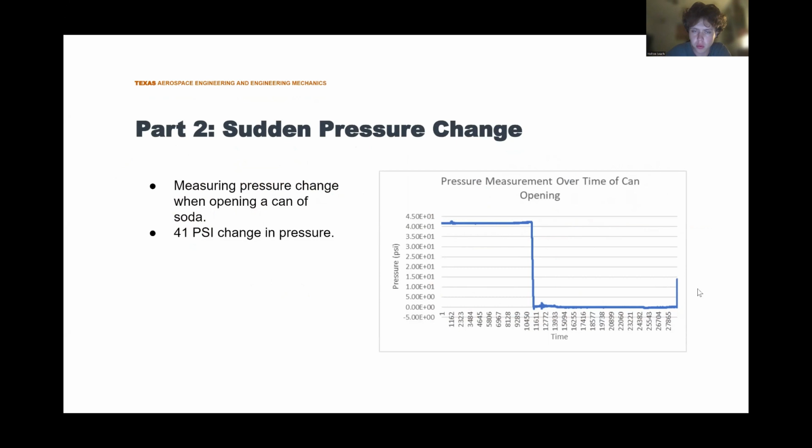So my results were pretty similar to Tim and Nick's because we only did the experiment once between the three of us, so we had the same results. But you can see the pressure starts real high up here. It starts at 41 psi, and then it's steady, and then right at this point where you have this big spike is where we open the can, and then almost immediately it goes down here and normalizes to an ambient pressure.